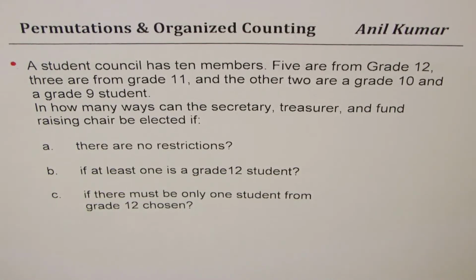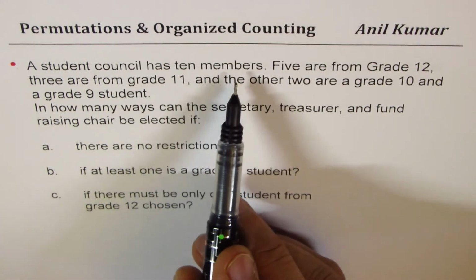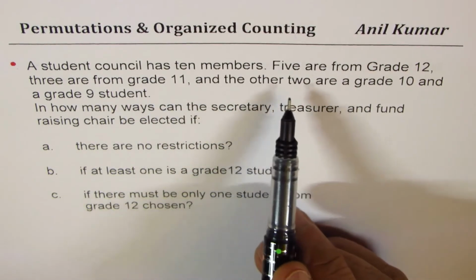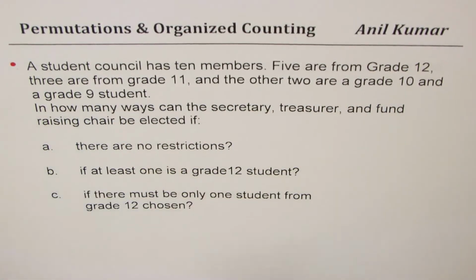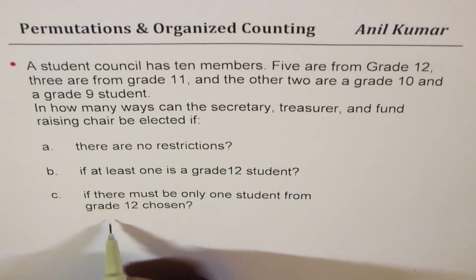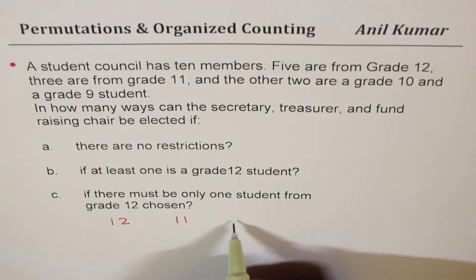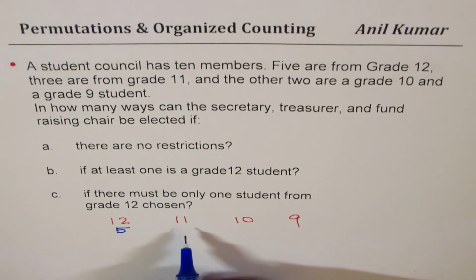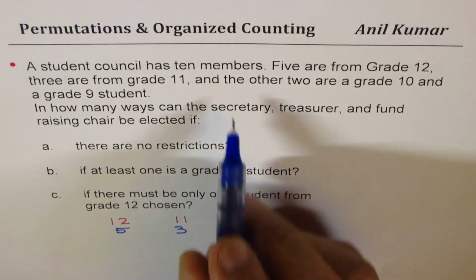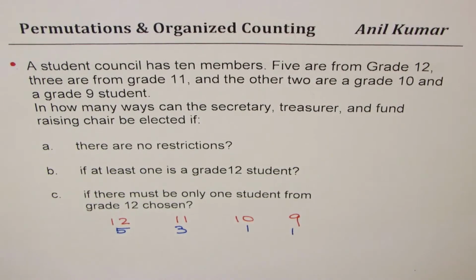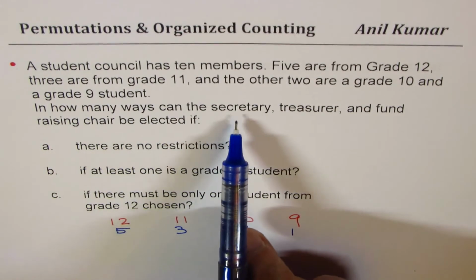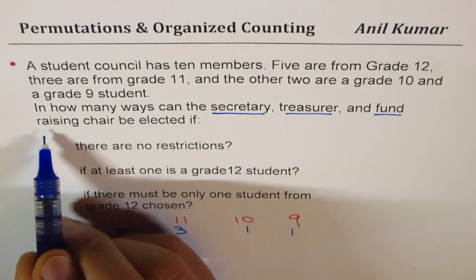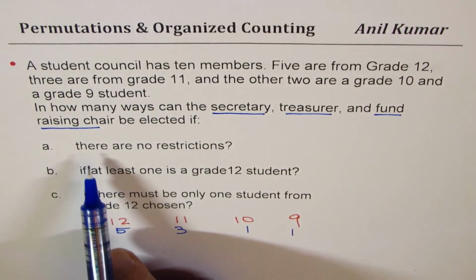Now let's take the other one. A student council has 10 members. 5 are from grade 12, 3 from grade 11, and the other 2 are grade 10 and grade 9. So what we have here is grade 12, grade 11, grade 10 and 9. We have 5 from grade 12, 3 from grade 11, and the other 2, that means 1 each from 10 and 9. In how many ways can secretary, treasurer, and fundraiser, that means we are looking for 3 posts, be elected? There is no restriction.